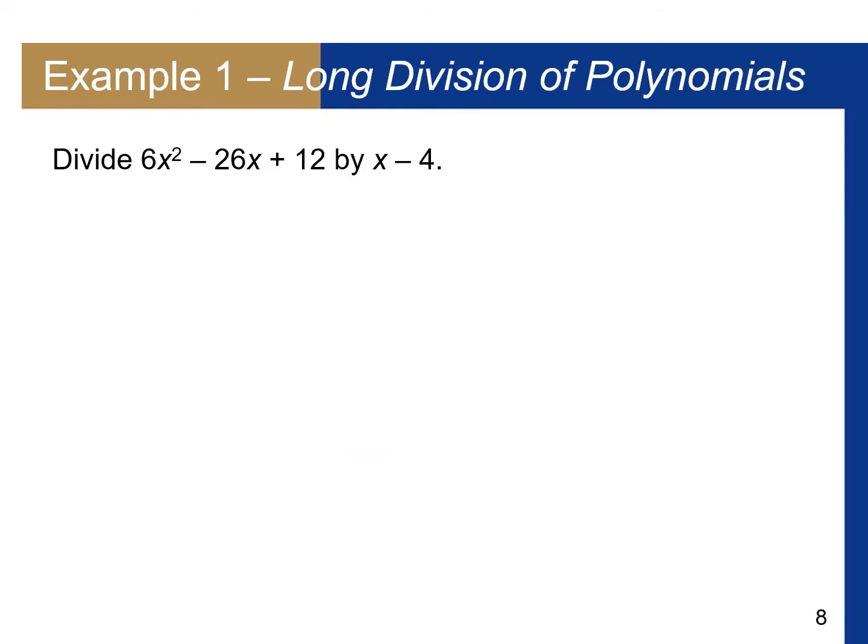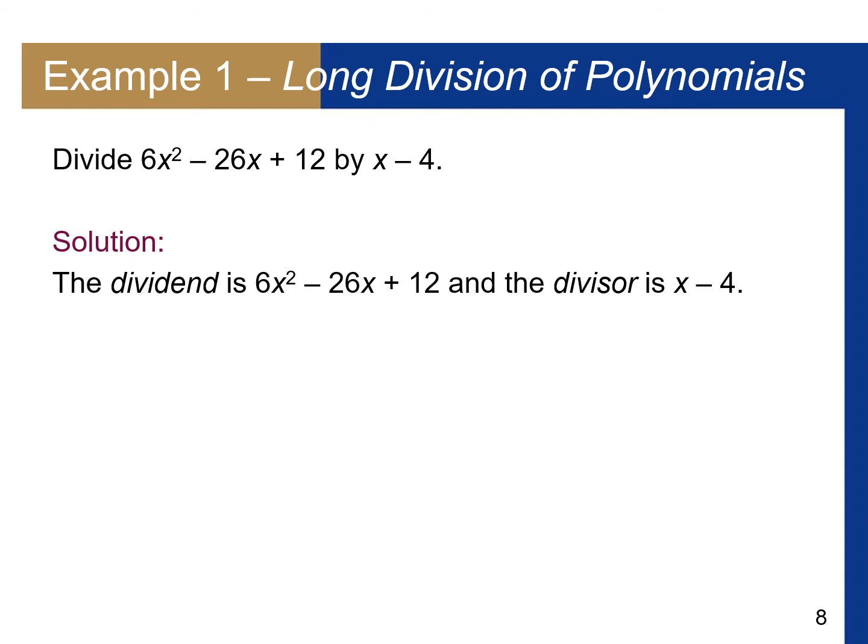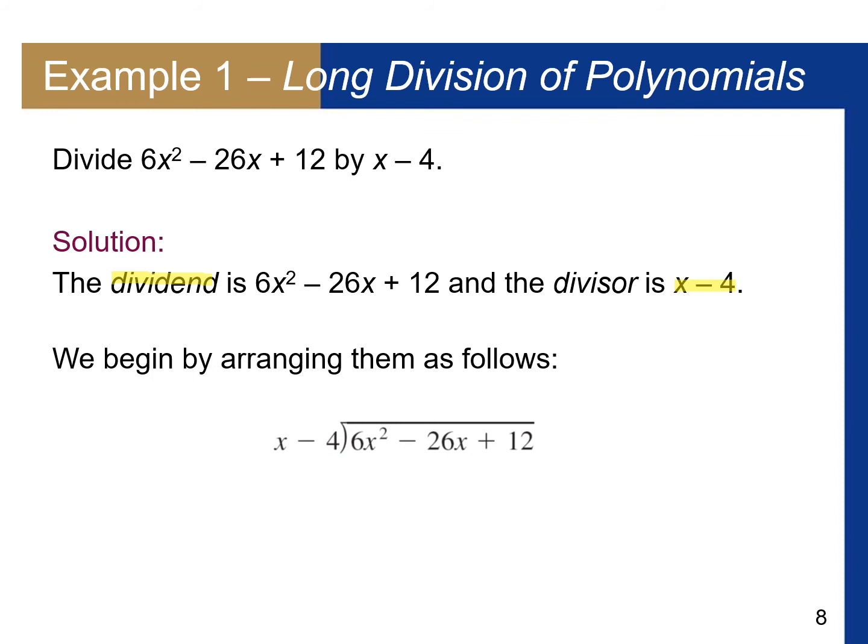So now let's look at two polynomials. If I take 6x squared minus 26x plus 12, and I want to divide it by x minus 4. Here we have the dividend, which is 6x squared minus 26x plus 12, and we have the divisor, what we're dividing by, which is x minus 4. So we actually arrange it just like we arranged the last division problem.